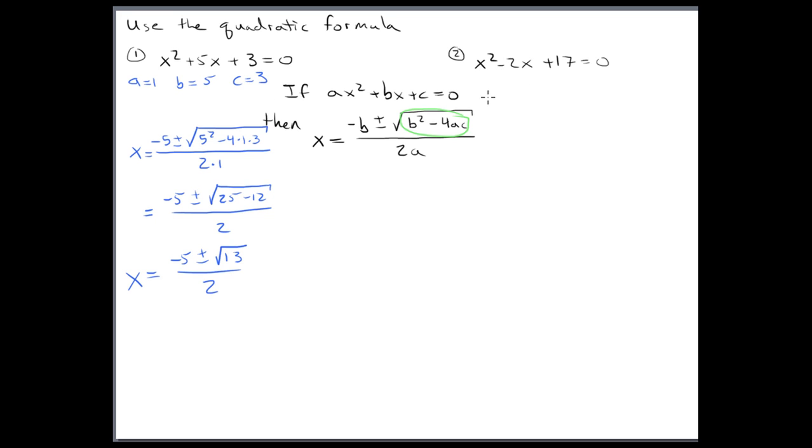And in our next problem, number 2 here, we've got x squared minus 2x plus 17 is equal to 0. In this case, a is once again 1, b is going to be a negative 2, and c is a positive 17. Let's see what the quadratic formula gives us this time.